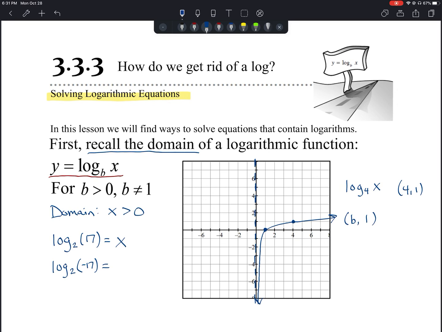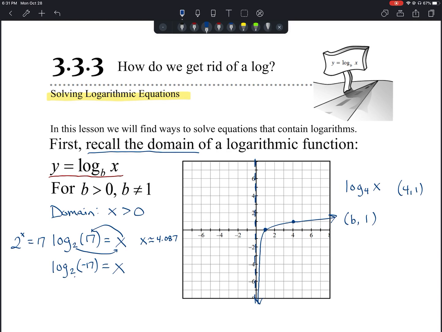Log base 2 of 17 was about 4.087, right? So x is approximately 4.087, and then everybody said, well, the second one doesn't work. And then we talked about why. Why doesn't it work? Well, with this first one we could rewrite this in exponential form, right? By going 2 to the power of x equals 17.